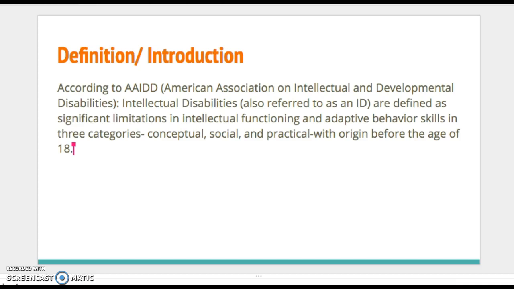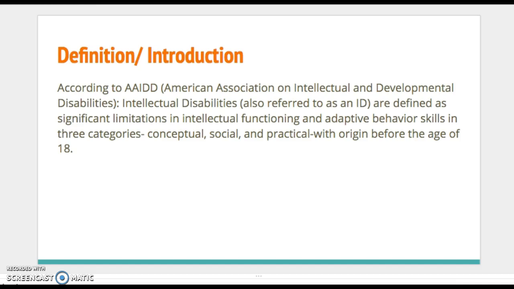Okay, so I'm going to just be discussing the introduction, kind of the definition. According to AAIDD, which stands for the American Association on Intellectual and Developmental Disabilities, an intellectual disability, also referred to as an ID, is defined as significant limitations in intellectual functioning and adaptive behavioral skills in three categories: conceptual, social, and practical. And then the book says with an origin before the age of 18.